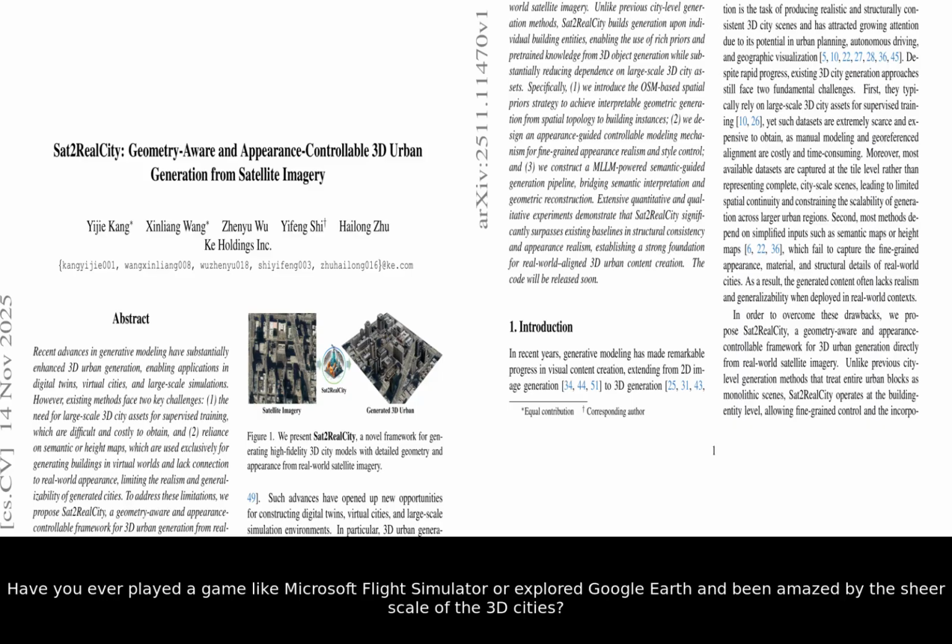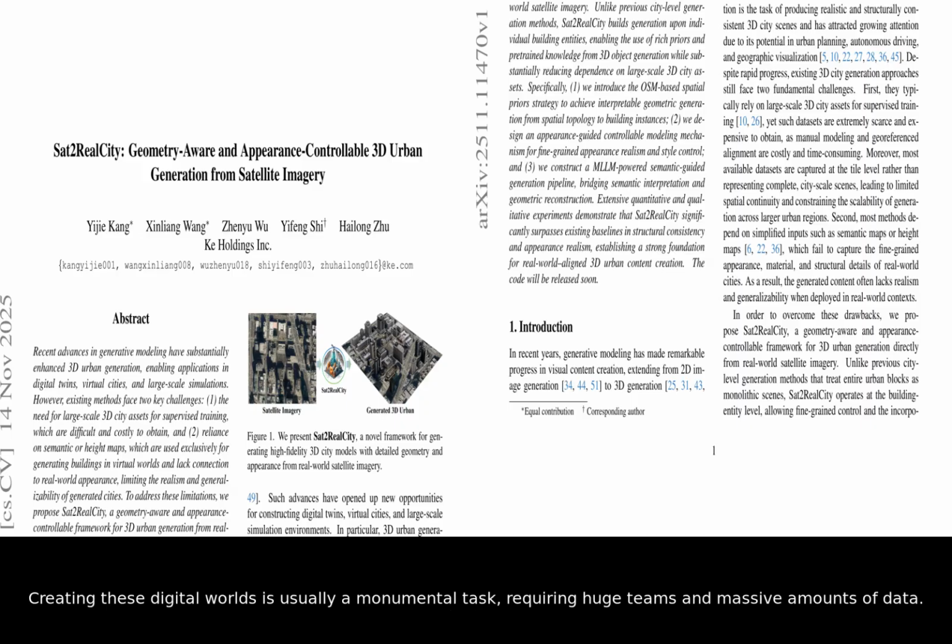Have you ever played a game like Microsoft Flight Simulator or explored Google Earth and been amazed by the sheer scale of the 3D cities? Creating these digital worlds is usually a monumental task, requiring huge teams and massive amounts of data. But what if an AI could build a realistic 3D city just by looking at a satellite photo? That's the incredible goal of a new framework called Sat-2 Real City.